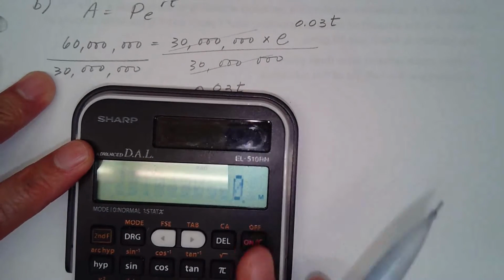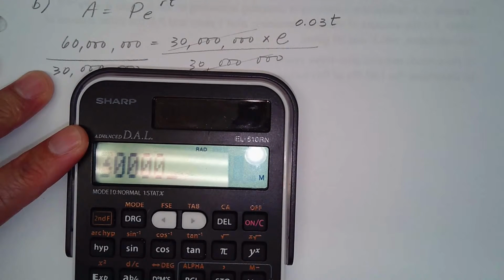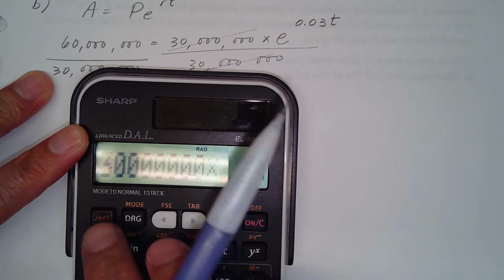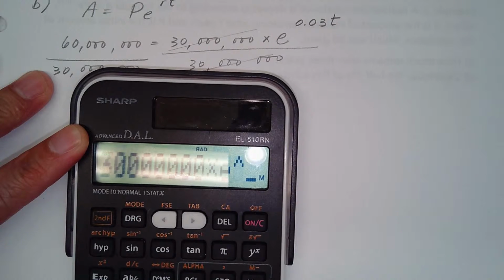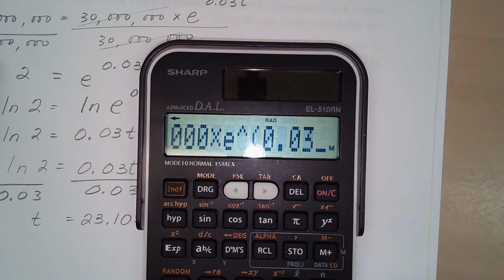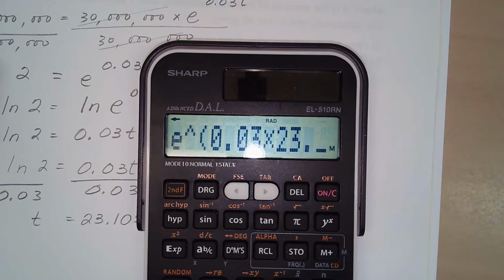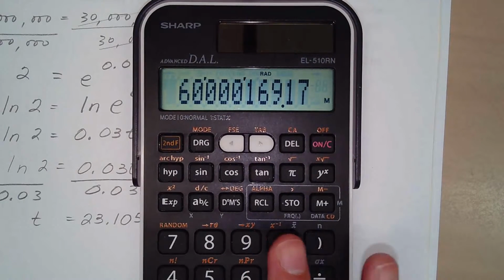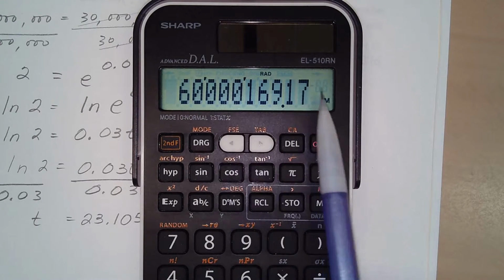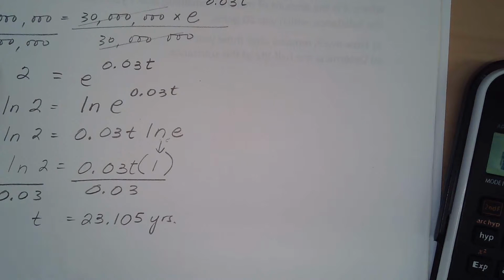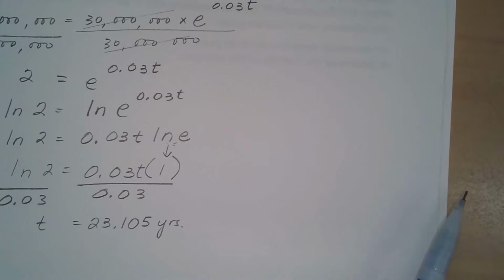Let's see. 30 million times e to the 0.03 times 23.105. Yeah, it's about 60 million, right? And it's not going to be exact because this is not exact. We rounded it off. Okay.